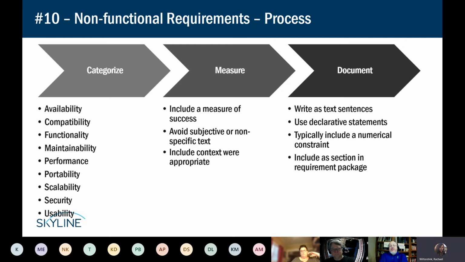Yeah, absolutely. The key is to make them measurable, right? It's easy to say it needs to be easy to use, but what does that mean? How can you measure that? How can you test that? Unless you can make it measurable, you can't validate it, you can't test it. So you have to put numbers behind each of these. And that is the hard part.